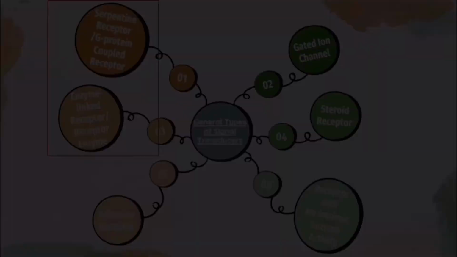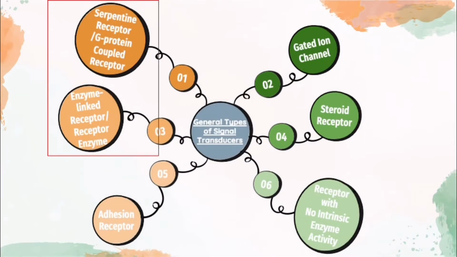First and foremost, it is essential to know and understand the 6 genotypes of signal transducers, which are the G protein coupled receptor, the gated ion channel, the receptor enzyme, the steroid receptor, the adhesion receptor, and the receptor with no intrinsic enzyme activity. Today, we will be discussing the incorporation of 2 types of cell surface receptors, which are the G protein coupled receptor and the receptor enzyme in a normal biological process.